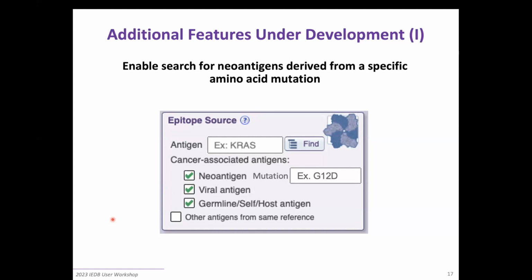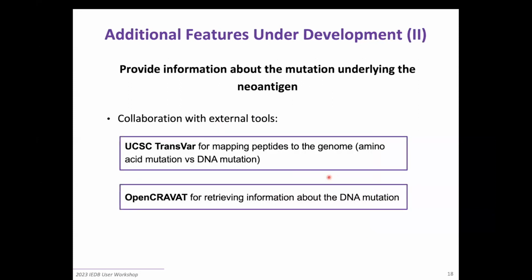So currently, you can only perform a general query for neoantigens, as I showed before, but oftentimes researchers are interested in neoantigens produced from specific mutations. So we are currently working on adding this additional search field here, where you can type a specific mutation for the specific antigen you're interested in. So in this case, for example, you would be interested in the antigen epitopes from KRAS that have the mutation from G to D at position 12.